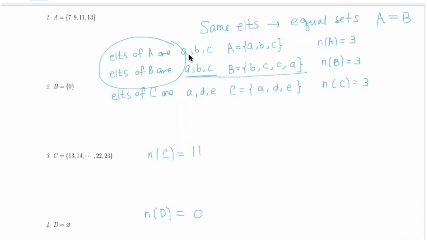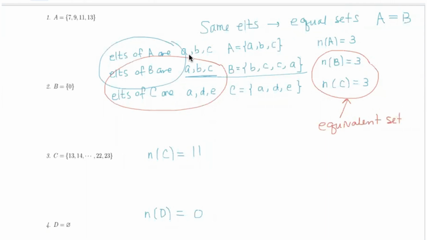All right. Now I want you to look at sets B and C. They do not have the same elements, right? They don't have the same elements, but look at the cardinal number. They have the same number of elements. You know what I mean? The cardinal numbers are the same. We call them equivalent sets. Equivalent, three bars. B is equivalent to C.